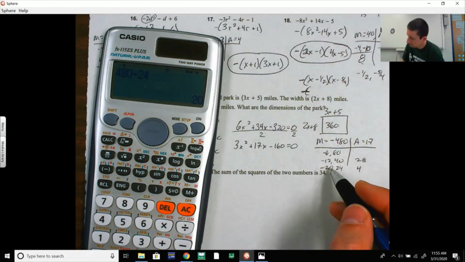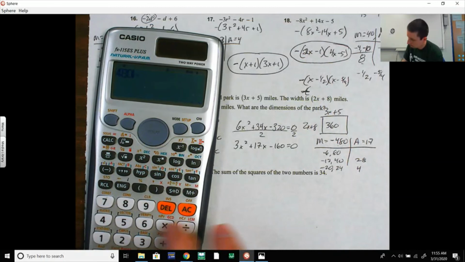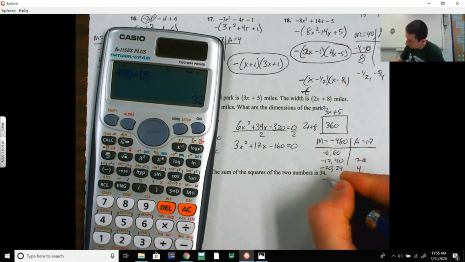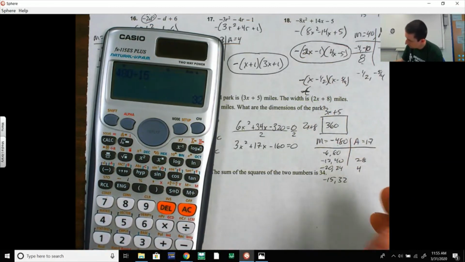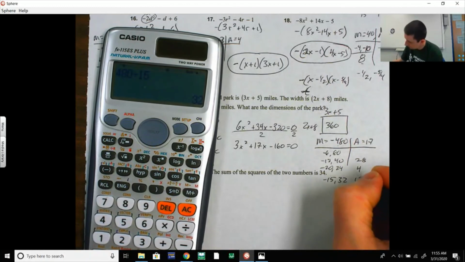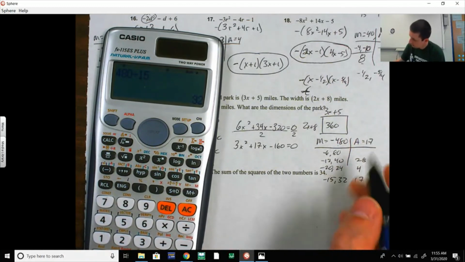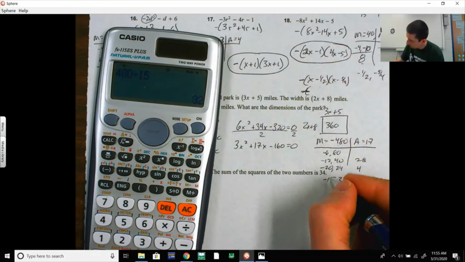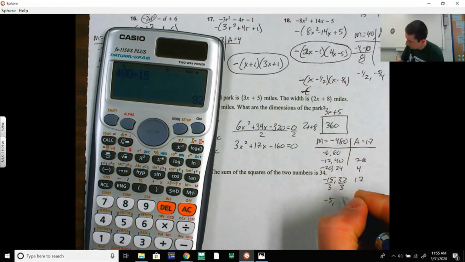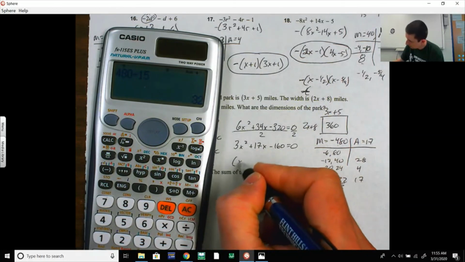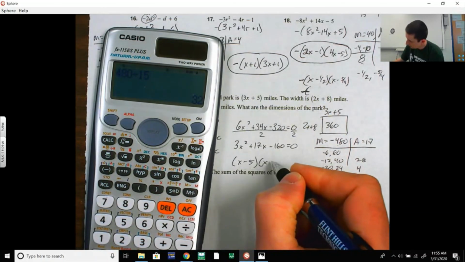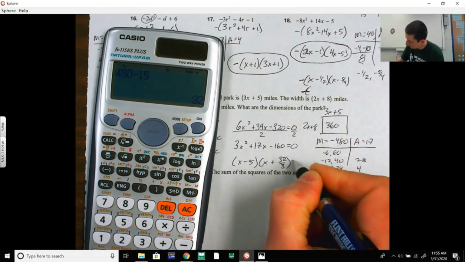14, 15. Let's try 15. 15 and 32. That's 17 apart. We found it. So I'm going to divide that by the number in front, which is 3. And I get negative 5 and 32 thirds. So I get x minus 5 and x plus 32 thirds equals 0.